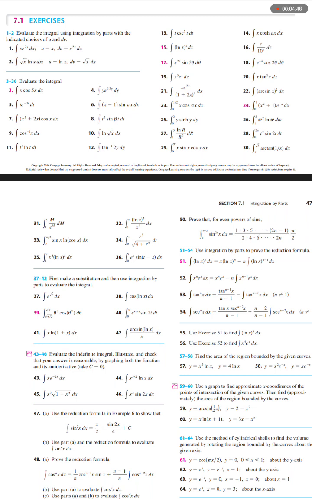The integral from 0 to 2 pi of t squared times sine 2t dt. The integral from 0 to pi of x sine x cosine x dx. The integral from 1 to the square root of 3 of arctangent of open 1 over x close dx.